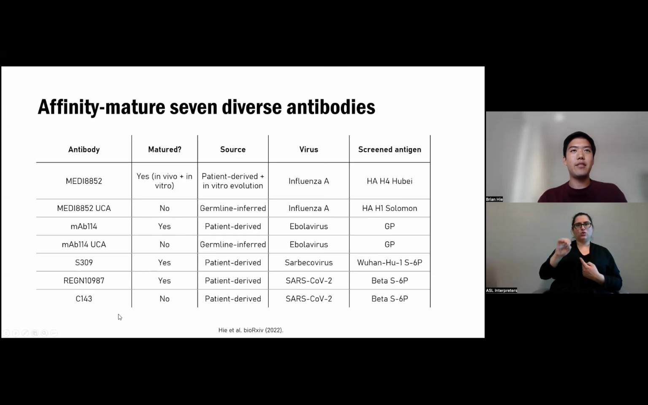And C143, which is an unmatured SARS-CoV-2 antibody that's patient-derived, not computationally germline inferred. And I don't think the structure for C143 is even available, which is part of the reason why we chose it. And so these are the 7 antibodies we're considering.